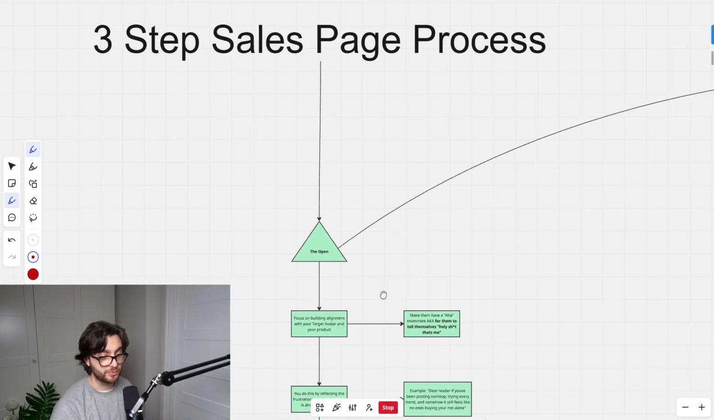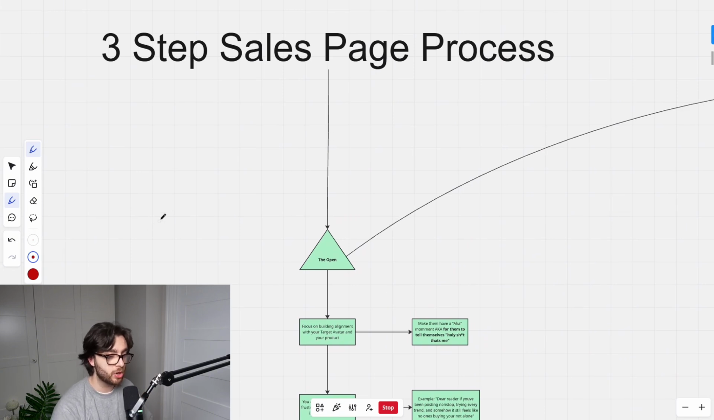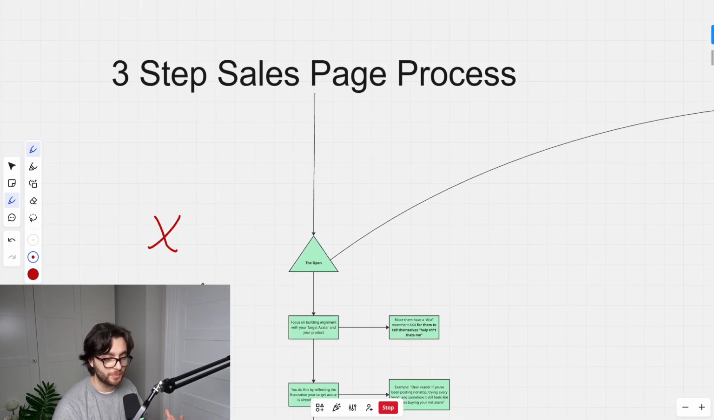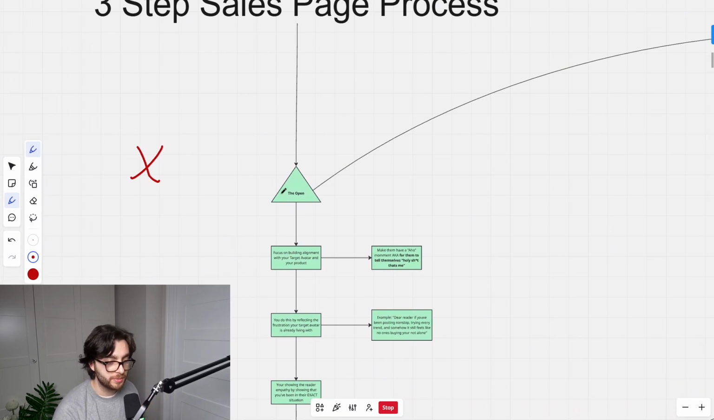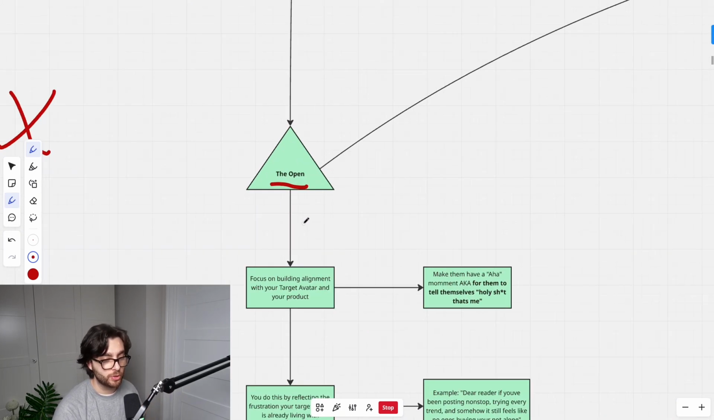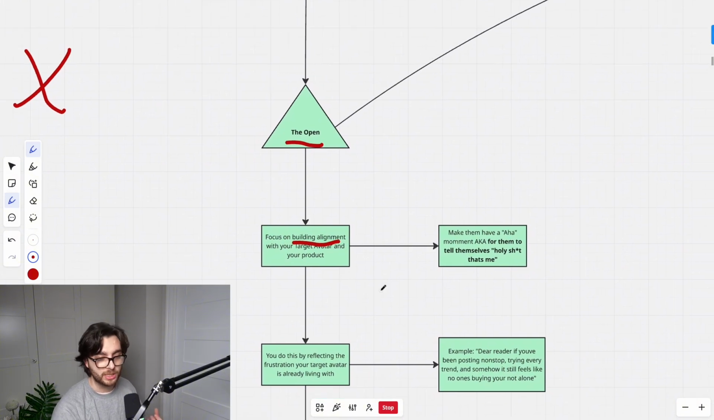So this is the 3-step sales page, and once you understand it, you'll realize you never needed complicated design or moving parts. You just needed to present clarity, right? So the first step of all of this is the open. This is where you build instant alignment with your target avatar. Most pages start the open by talking about the offer, but that's like walking up to a stranger and asking them to marry you, right?